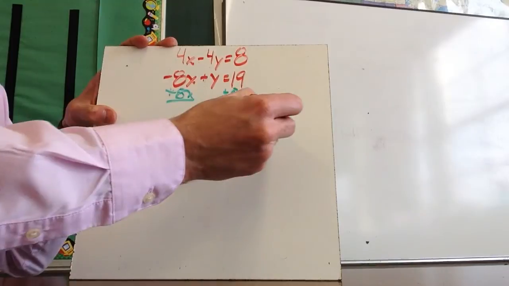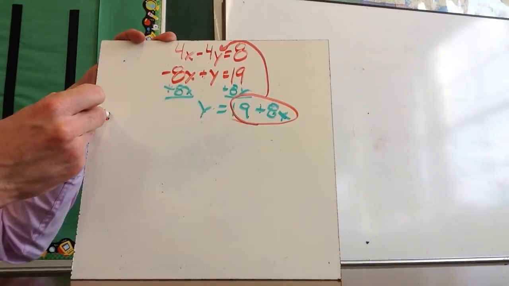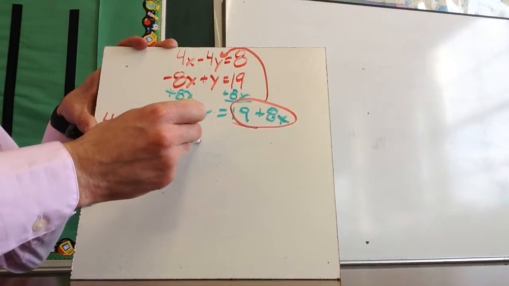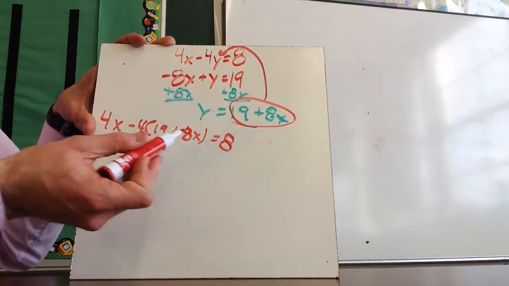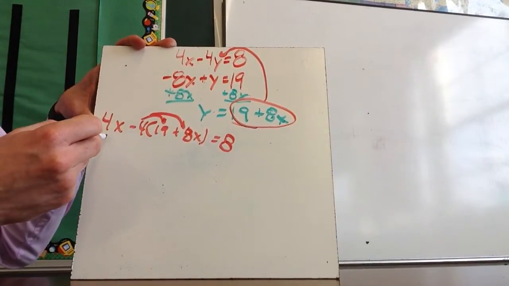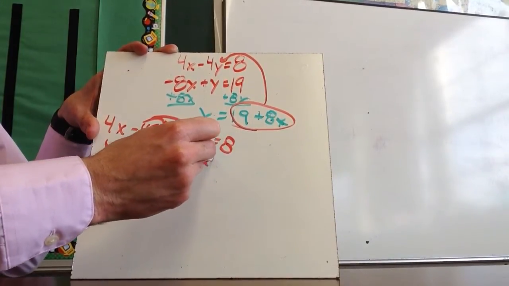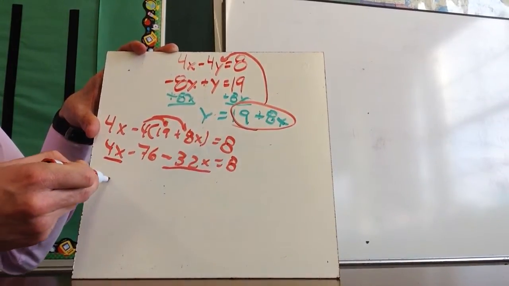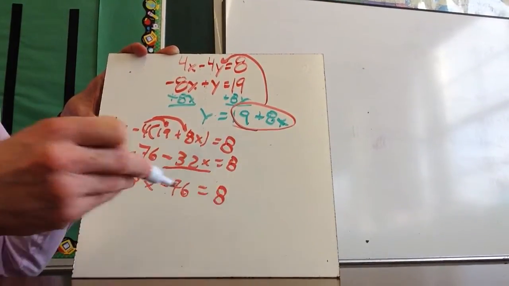I'm then going to take this, come back, and substitute it in to that first equation for y. So this is going to become 4x minus 4 times (19 plus 8x) equals 8. So this is 4x minus 4y, because we're saying this is y, equals 8. When I distribute, remember that's a negative 4, so this is 4x minus 76 minus 32x equals 8. I'm going to combine like terms. So this gives me negative 28x minus 76 equals 8.